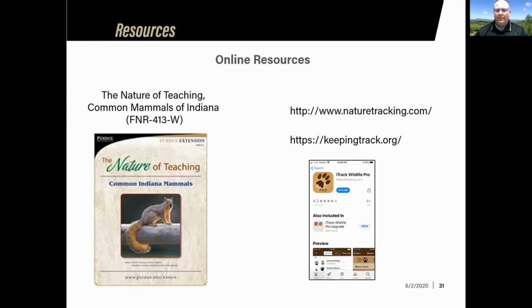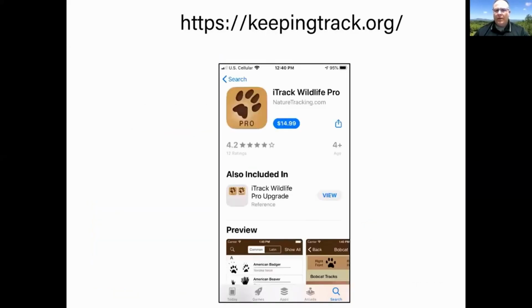And then this is something that I've downloaded. I'll zoom in here. This iTrack app is available for your phone. It's a pretty good resource too. It shows some pictures and some line drawings, and has some other sign besides tracks. So just a few resources for you.